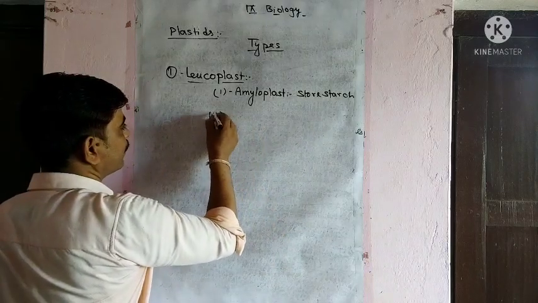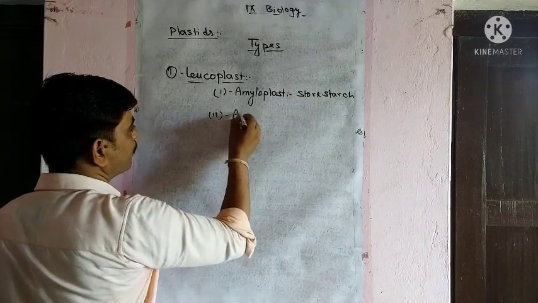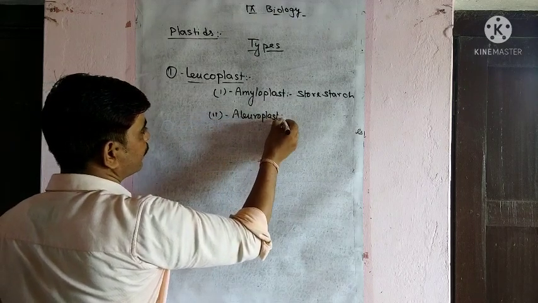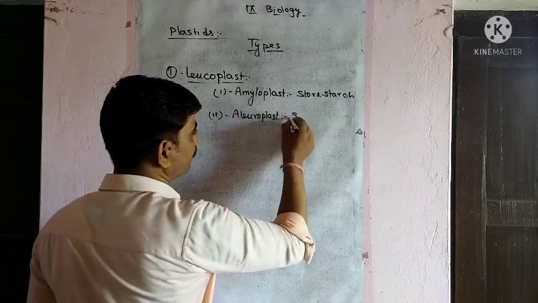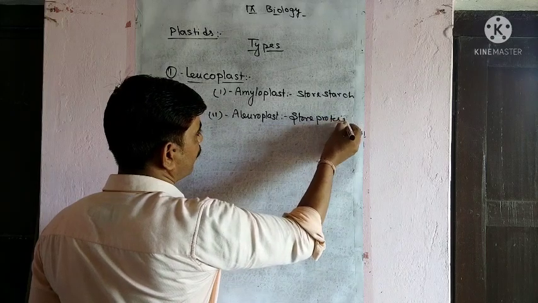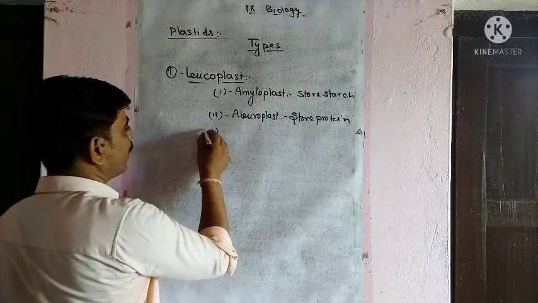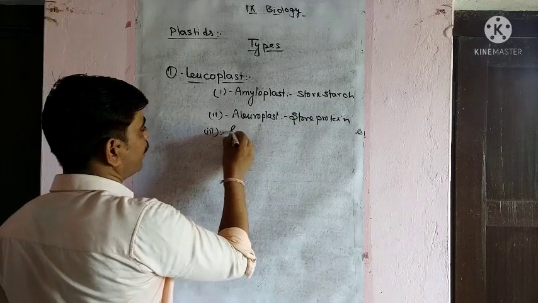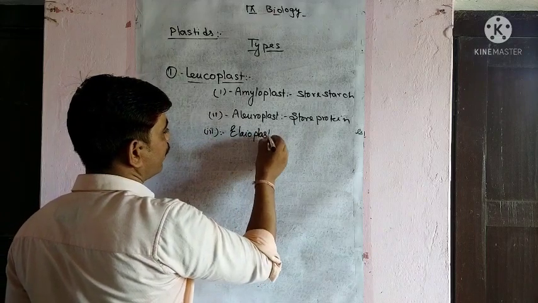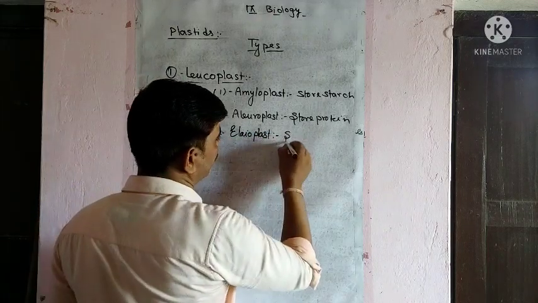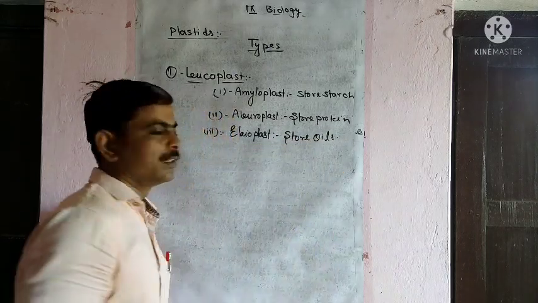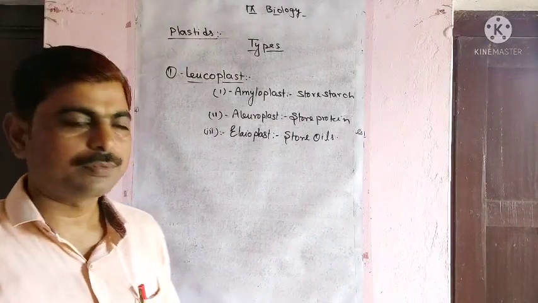Second is aleuroplast, that stores protein. And third is elaioplast, that stores fats and oils. These plastids are not exposed to sunlight.